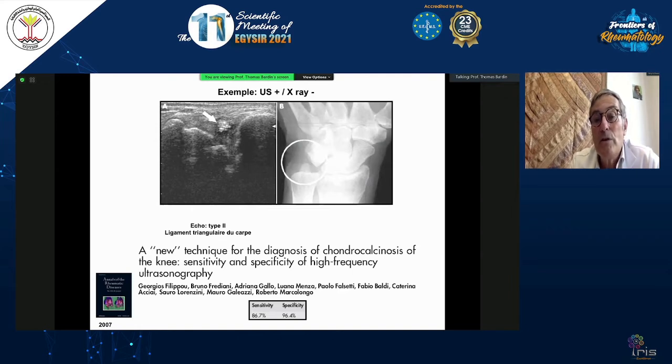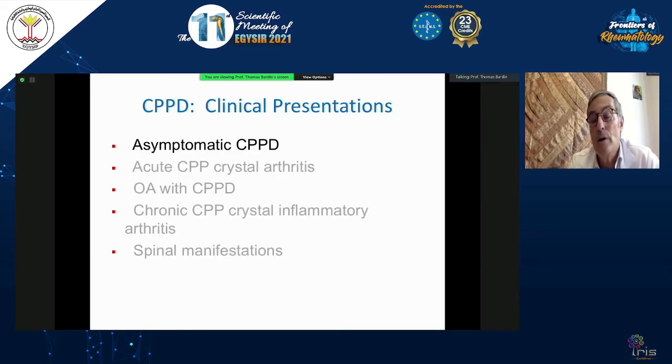Ultrasonography is especially useful at the wrist, showing these deposits in the triangular ligament in the fibrocartilage, and you can see an example here where the X-ray was negative and the ultrasonographer disclosed these typical deposits. So ultrasonography is really of great help for the diagnosis.